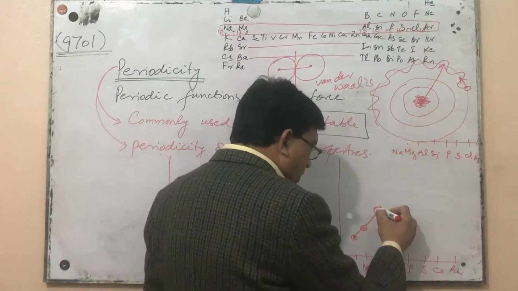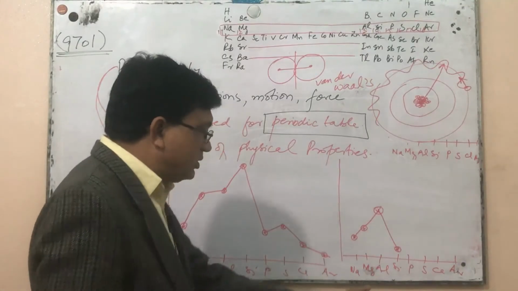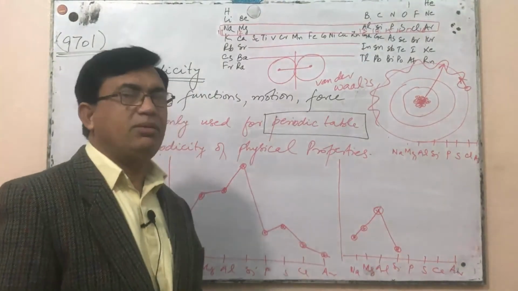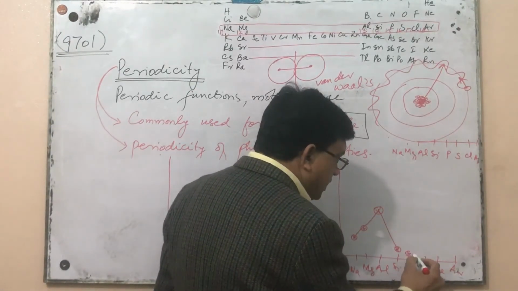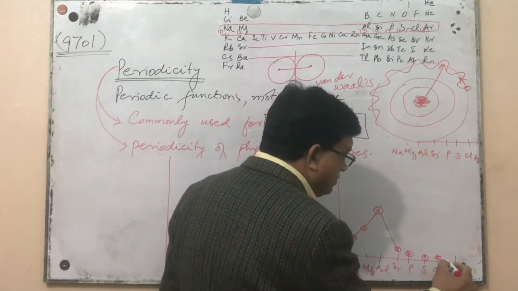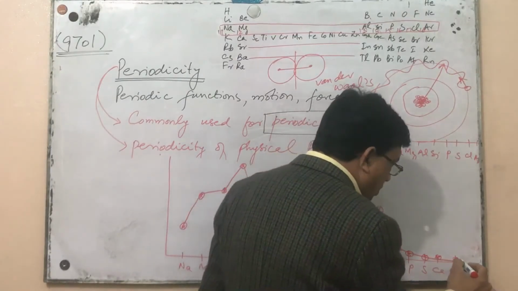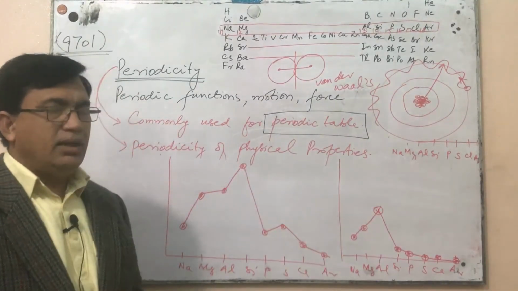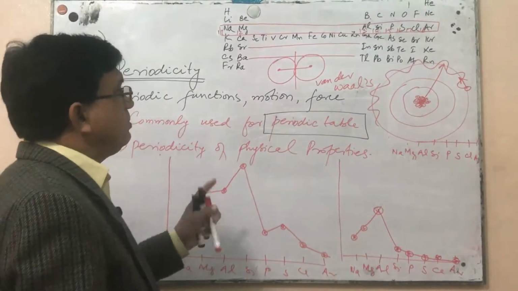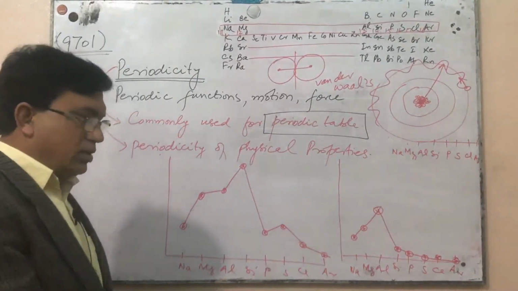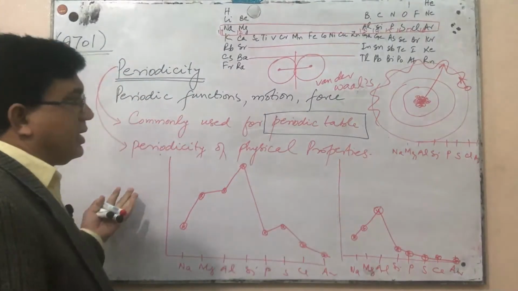But then the electrical conductivity decreases to a very large extent because silicon is termed a semi-metal, a metalloid. And then the electrical conductivity decreases and decreases and decreases. This becomes approximately an insulator. As non-metallic character increases, the electrical conductivity decreases sharply. In this manner, all these 3 periodic patterns in the physical properties are quite clear.